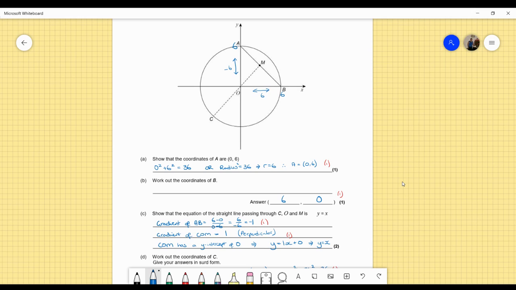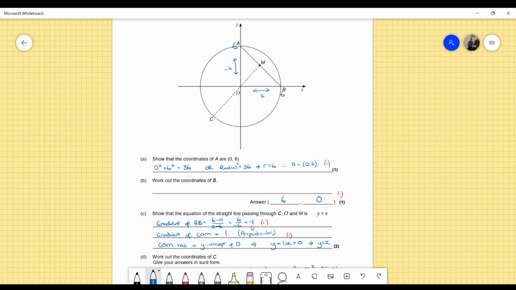And then part C, we want to show the equation of the straight line passing through C, O, and M is actually y equals x. Well, we need our gradient to start off with, so the gradient of AB, which is this line that connects A and B. We've got a pre-drawn triangle there, so it's the change in y over the change in x, or we can use the coordinates. The change in y is going to be 6 minus 0, and the change in x, 0 minus 6. We know by inspection that the line is going downhill, so it will have a negative gradient. So 6 over minus 6 gives me minus 1 for a mark.